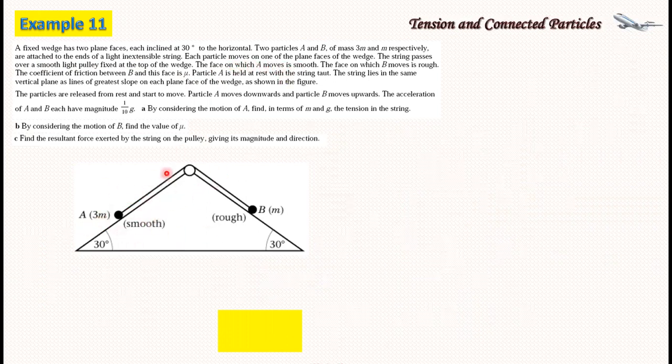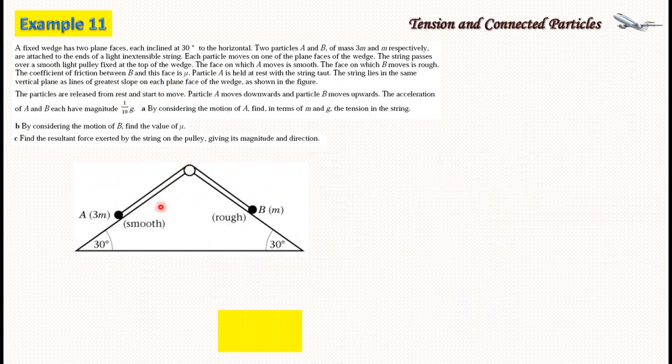So this other side of the pulley is smooth, while the face on which B moves is rough. So one of the faces is rough this time. The coefficient of friction between B and this face is mu. Particle A is held at rest with the string taut. The string lies in the same vertical plane as lines of greatest slope on each plane face of the wedge as shown. The particles are released from rest to start moving.